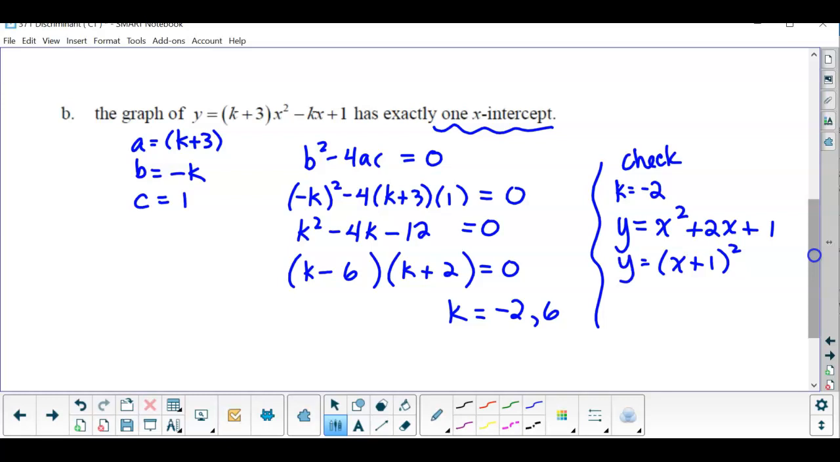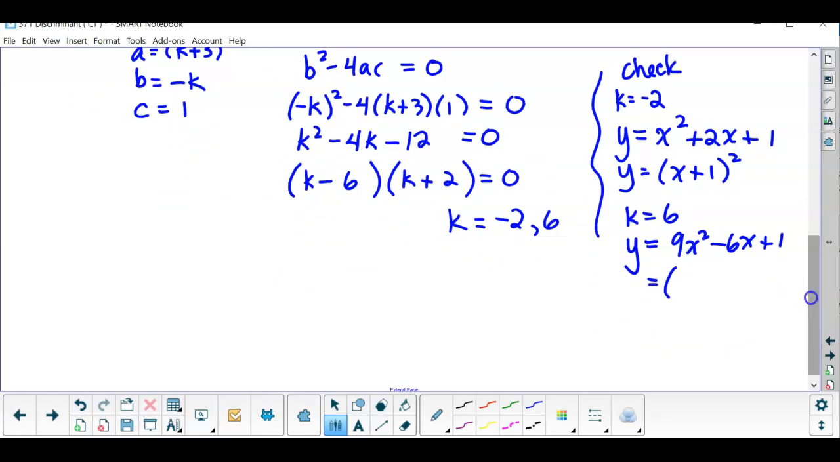Makes sense. Then if we check k equals 6, we have y equals 6 plus 3 is 9x squared minus 6x plus 1. And again, that can factor to 3x minus 1 all squared. So an x-intercept of 1/3, multiplicity of 2. So you can check your answers. All right, and so we're done.